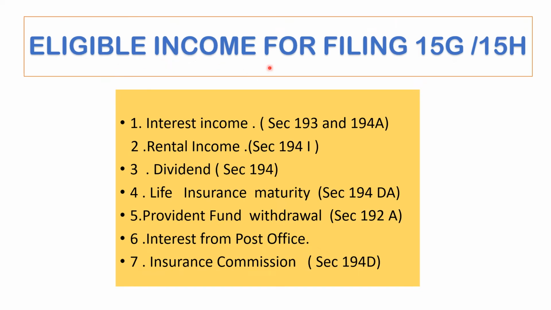Now, what is the income eligible for filing 15G and 15H? First is the interest income under section 193 and 194A. They are eligible to be filed with 15G and 15H. Rental income under section 194I. Dividend, section 194. Now the dividends are also taxable. Life insurance maturity, section 194DA. Provident fund withdrawal, 192A. Interest from post office and the insurance commission under section 194D. All these incomes mentioned are eligible. For these incomes, you can file Form 15G and 15H.